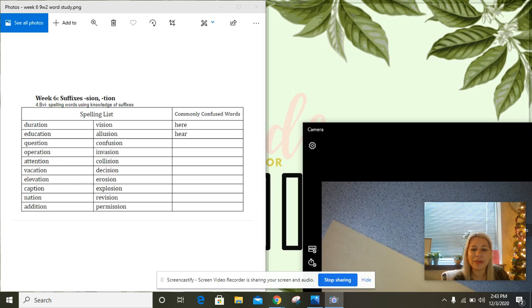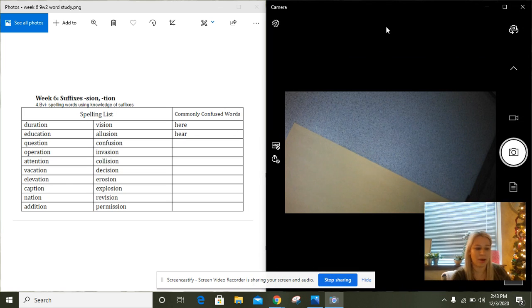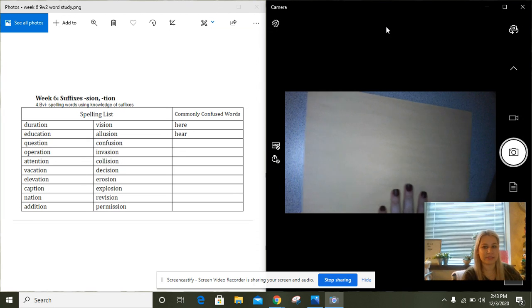Hey guys, so we are going to be talking about our word study for this week. So we are doing week 6 suffixes. A suffix basically comes at the end of a word. A prefix is at the beginning and a suffix is at the end.